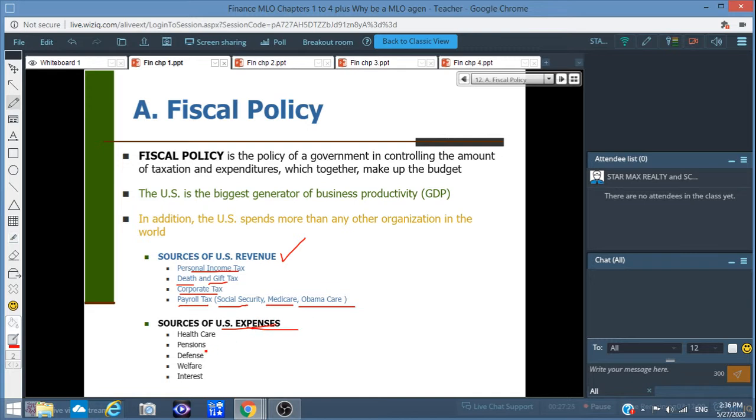How do they spend it? They spend it on healthcare, pensions, defense, welfare, and interest. They have to pay back the interest to people lending the money, on bonds and so on. Healthcare, retirement, national defense, welfare for the public, and debt interest.